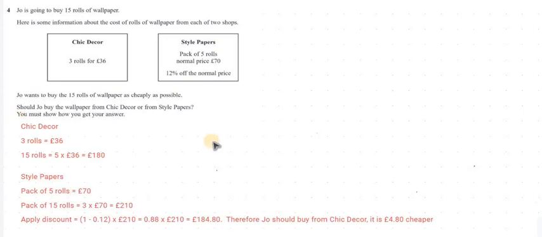Okay. This is basically everyday math. Okay. So, Chic Decor, if 3 rolls are for £36, 15 rolls, that's 5 times 3, so that's 5 times £36, so that's £180.